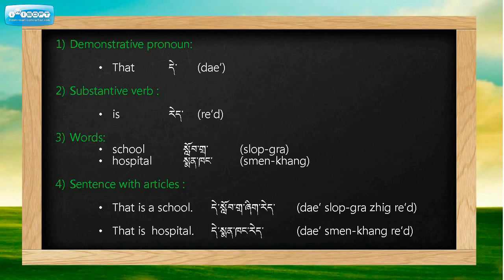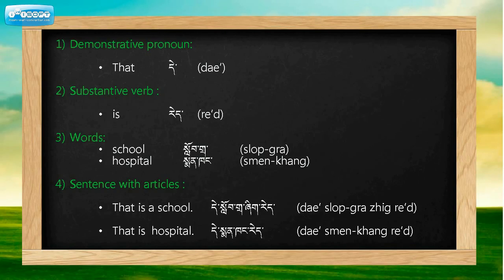Let's make a sentence. How do we say that is a school? For that it is de, for is it is re, and for a, the indefinite article, it would be shik. Our word for school is lopta. So that is a school would be de lopta shik re. Our next sentence, that is hospital, without any indefinite article: de menkang re.